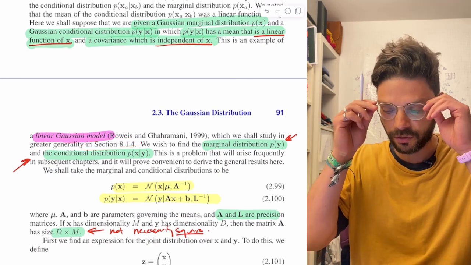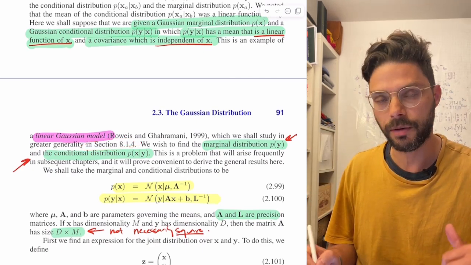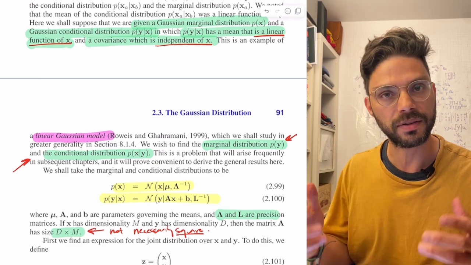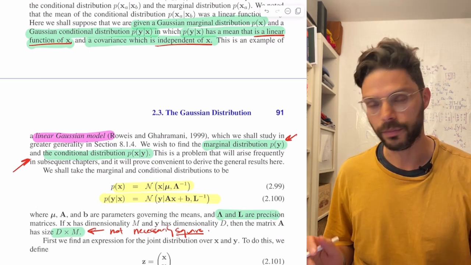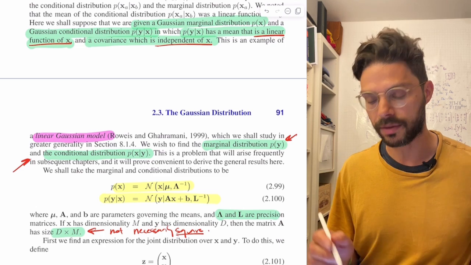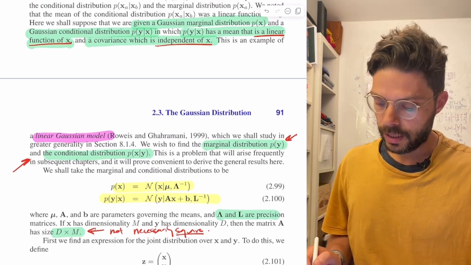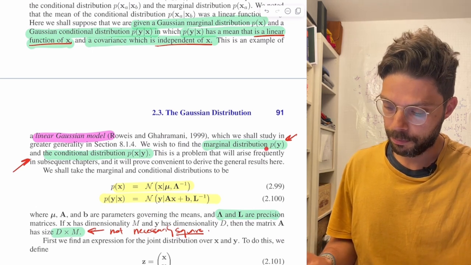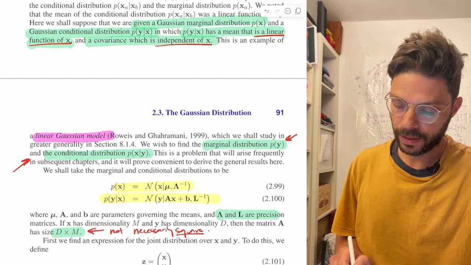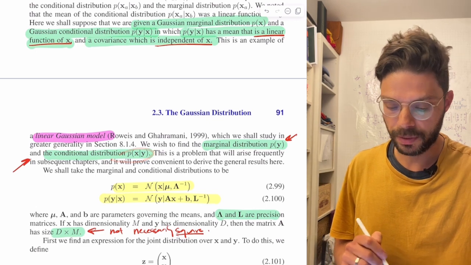So the idea is we're just going to be deriving some of the results that we're going to need later, because we've got the machinery to do it, and it just gives us a chance to apply that machinery and get some of these useful results. Okay, so what are we after? We're after the marginal distribution on y and the conditional distribution p of x given y.